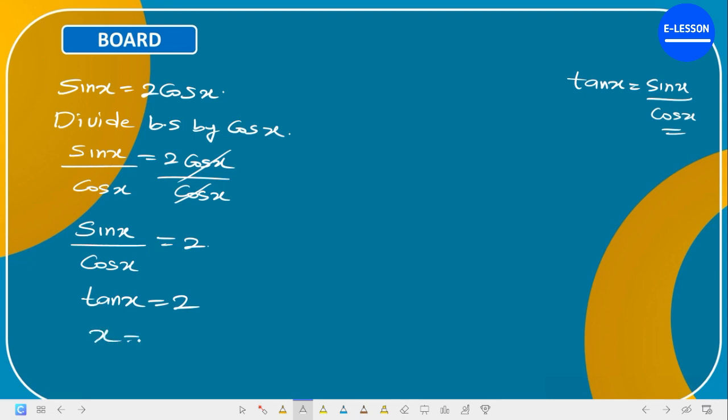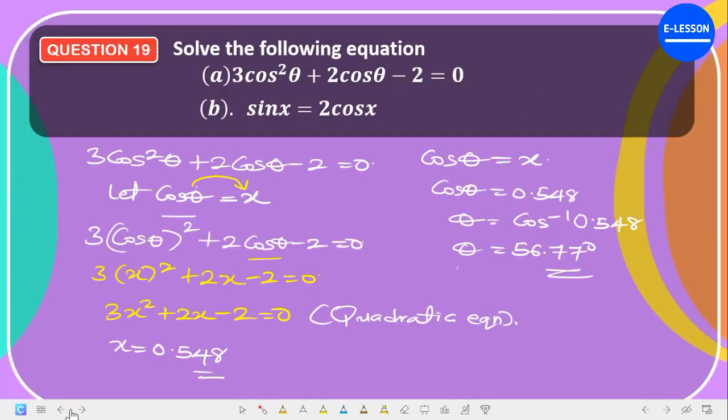Now, what will be the x? x will now be the tan inverse of 2. That is what you press on your calculator: shift tan 2 gives us 63.43. And that is our answer to that question, in degrees. You can convert it to radians, but for this case, let's leave it in degrees. Are we getting it now? So that is the solution to that question.